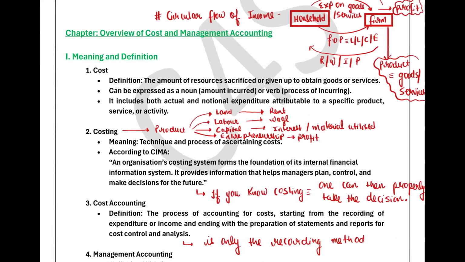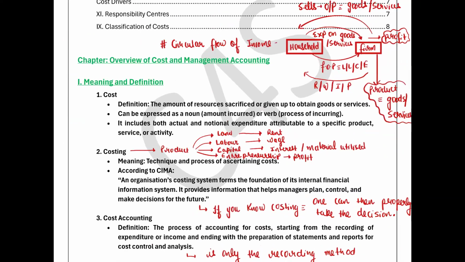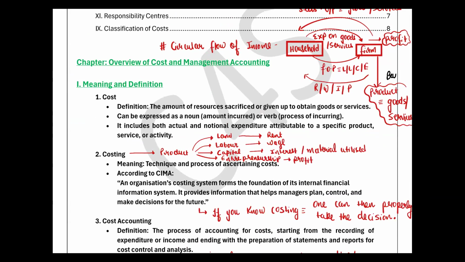Look, costing has been established in the process of paying the cost to obtain goods or services. Various techniques are involved. Directly you are not paying this cost. Suppose this firm is making a burger. It is a very big company, McD. Suppose this firm is McD.